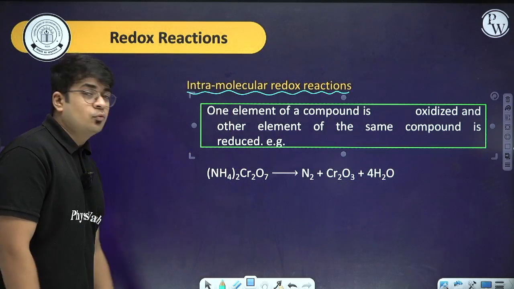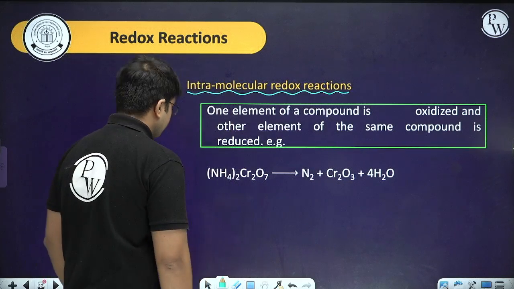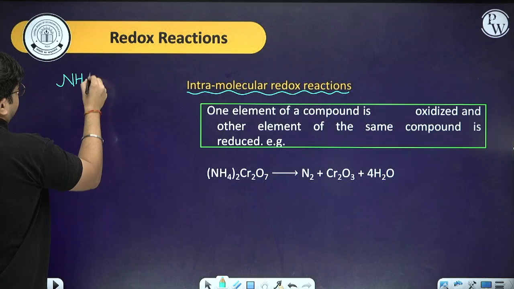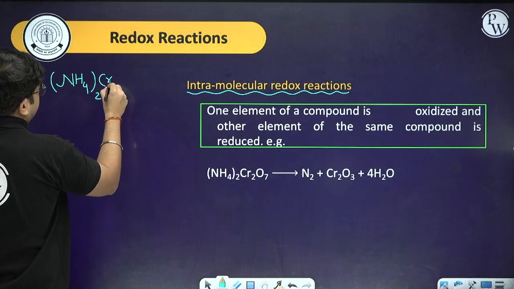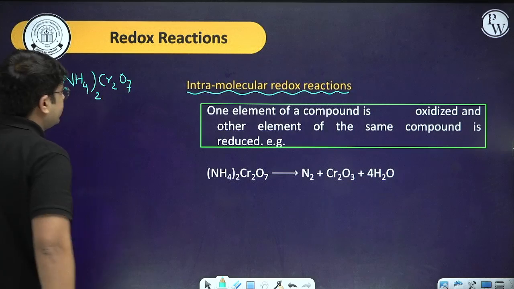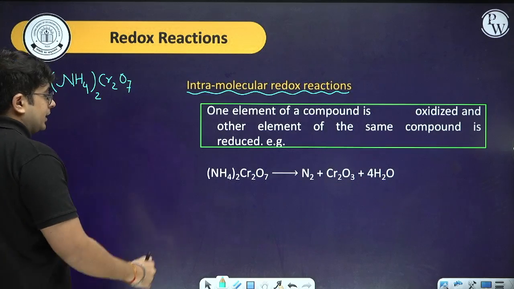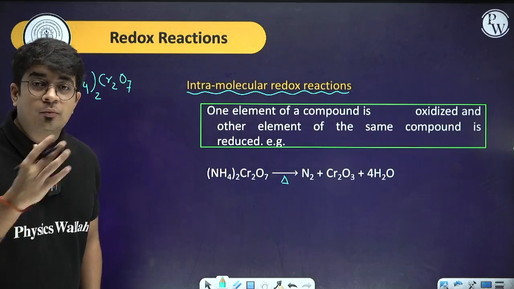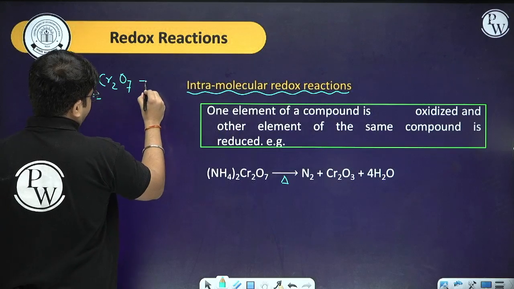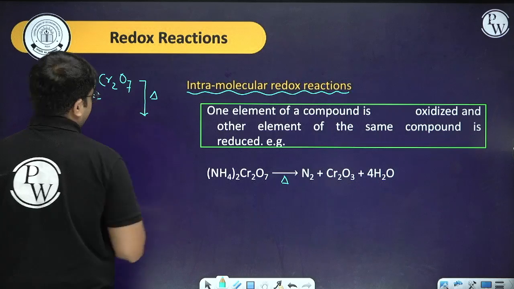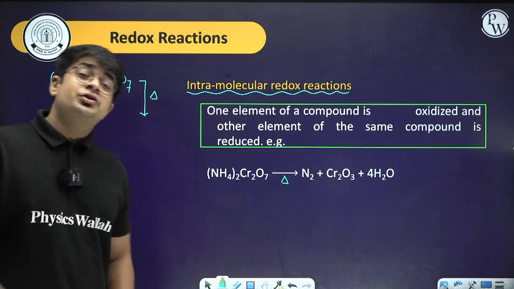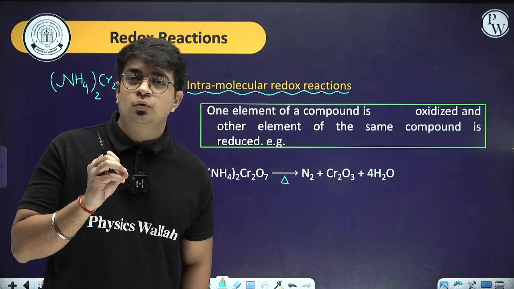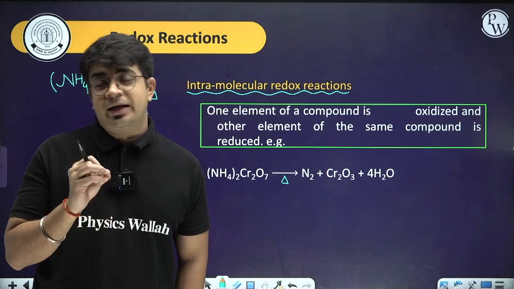For example, we have ammonium dichromate, (NH4)2Cr2O7. We are heating this entire compound, so there is a concept of thermal decomposition. There are certain compounds which are thermally unstable. Whenever you thermally decompose something which contains hydrogen as well as oxygen, first try to remove as much water as possible.